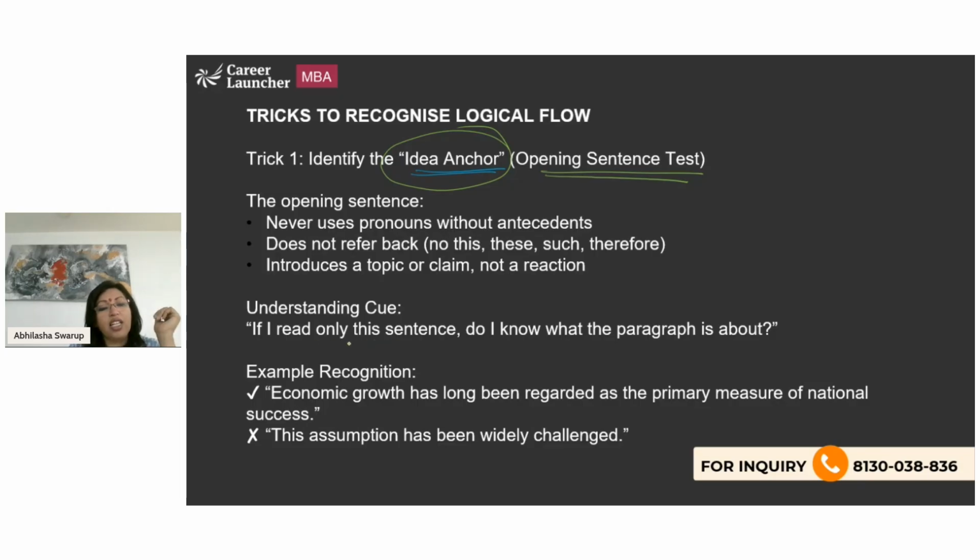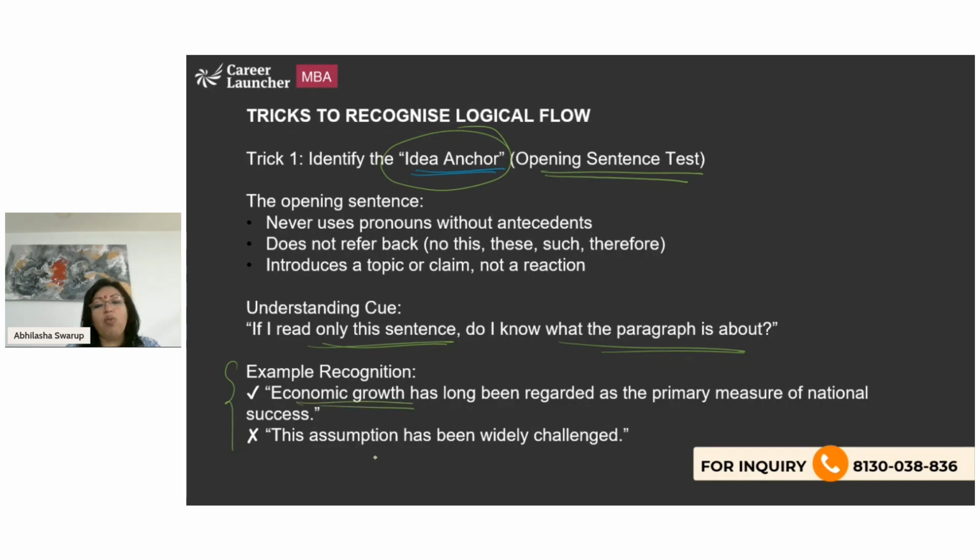The cue here is, if I read only this sentence, do I understand what this paragraph is about? You're not doing anything else. So read the sentence and see, will this sentence tell me what the passage is about? That's going to be your introductory sentence. For example, take a look. Economic growth has long been regarded as the primary measure of national success. Well, we're talking of what is economic growth, right? So that makes sense.